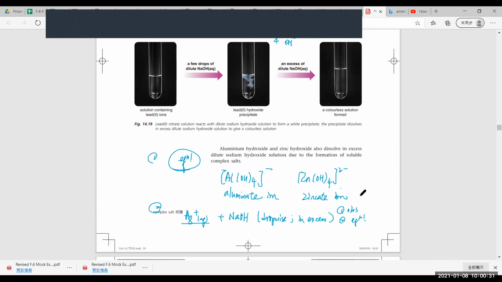Now, for the equations with aqueous ammonia solution with metal ions, I would prefer you take some time to read it on your own first. And then we will see you in the next lesson and we'll cover it.